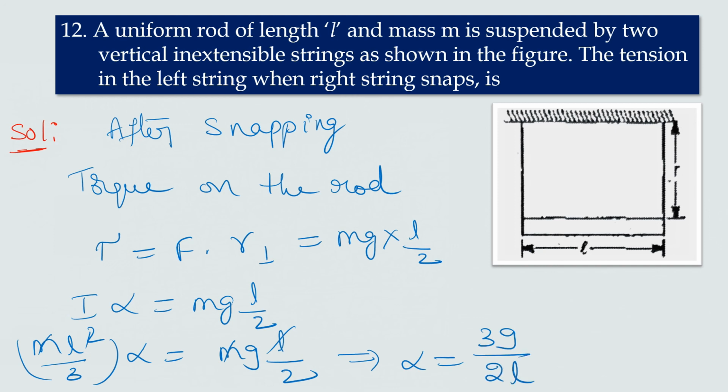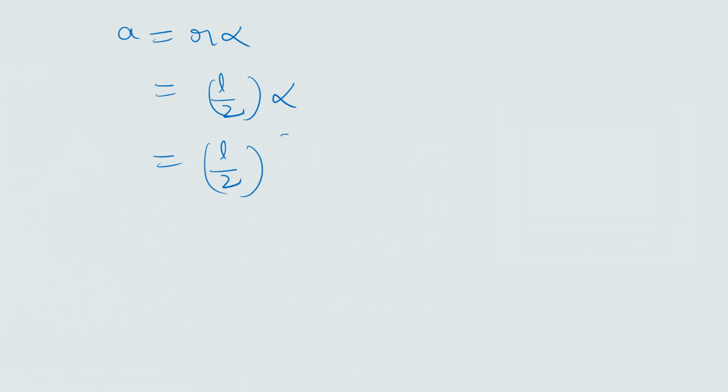Acceleration with which the center of mass falls down: a is equal to R alpha, that is equal to L by 2 into alpha, that is equal to L by 2 into 3g by 2L. So a is equal to 3g by 4, as L gets cancelled.